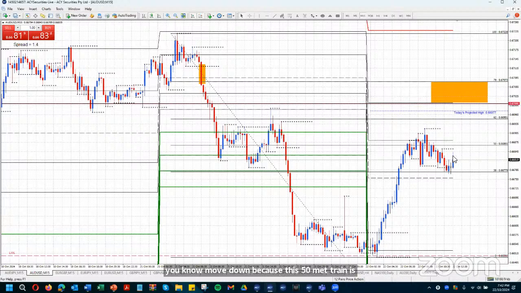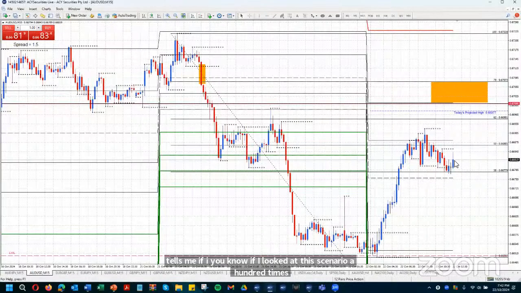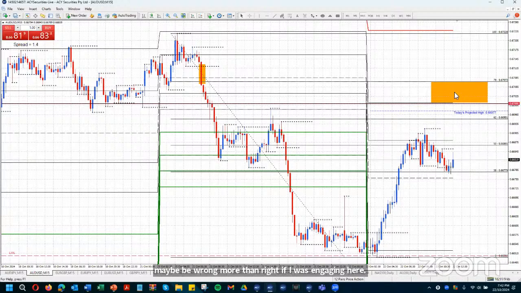but experience tells me if I looked at this scenario 100 times, I would maybe be wrong more than right if I was engaging here rather than waiting for price to come up to the higher level in the range. But having said that, US dollar is very strong at the moment, so price may not be able to get up as high within the range of yesterday as it would normally.